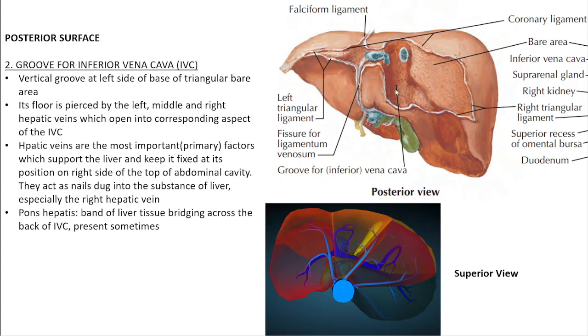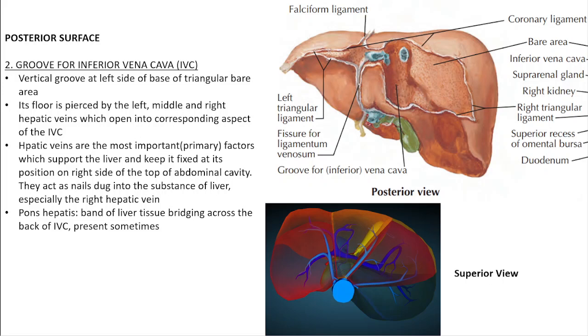Right. Then the groove for inferior vena cava, as I've already told you, is a vertical groove at the left side of the base of the triangular larger bare area. Now, this is used to hold the liver in the anatomical position. Insert your right thumb from the top part of the groove for IVC and the tip of your index finger from the inferior part of the groove for IVC, or in any way just keep the groove for inferior vena cava vertically and facing posteriorly towards you. That is the way to keep the liver in the anatomical position.